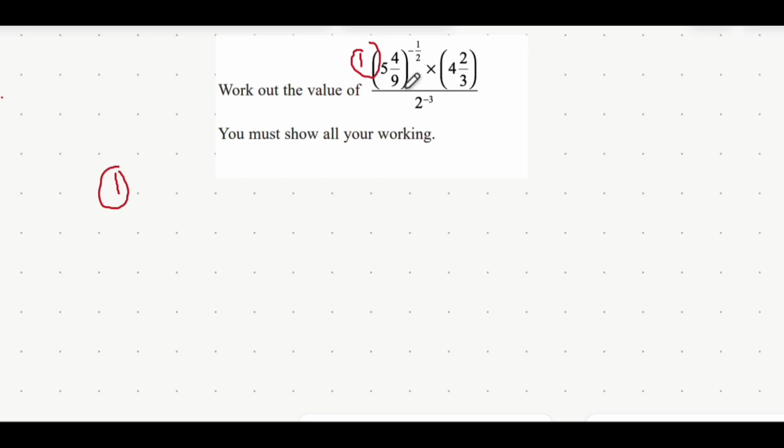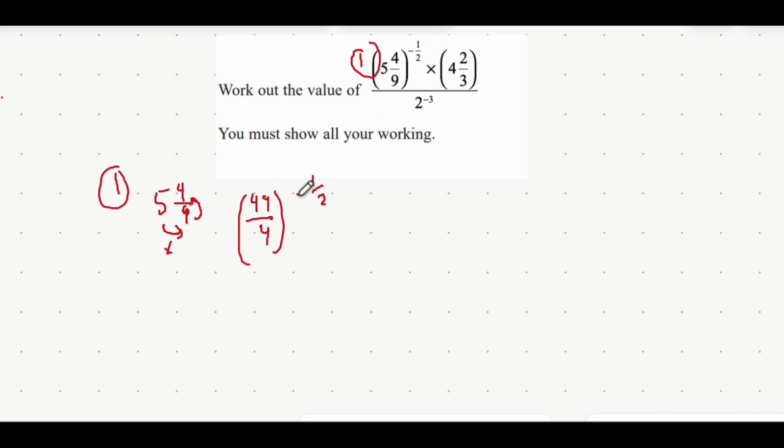So to start with, 5 and 4/9. To turn a mixed number into an improper fraction, you multiply the whole number by the denominator and then add what you get to the numerator. So 5 times 9 is 45, plus this 4 is 49. So this is 49 over 4. And then we apply the power of minus a half to that.